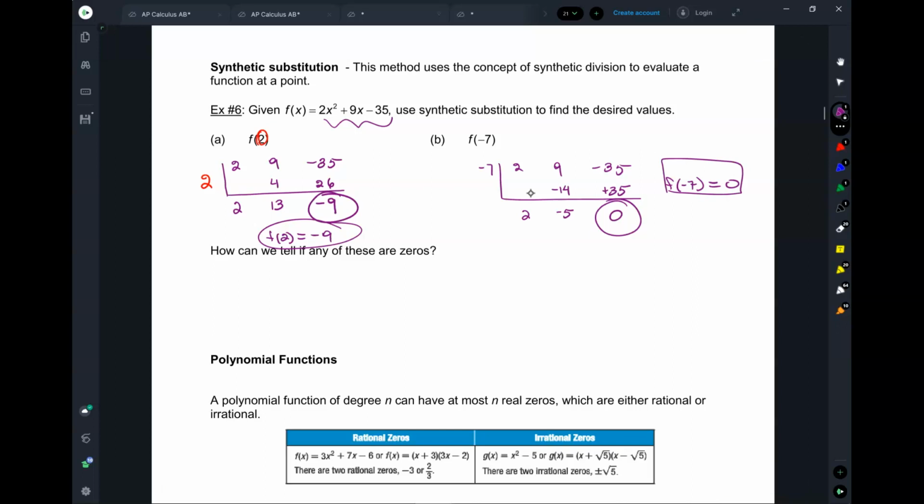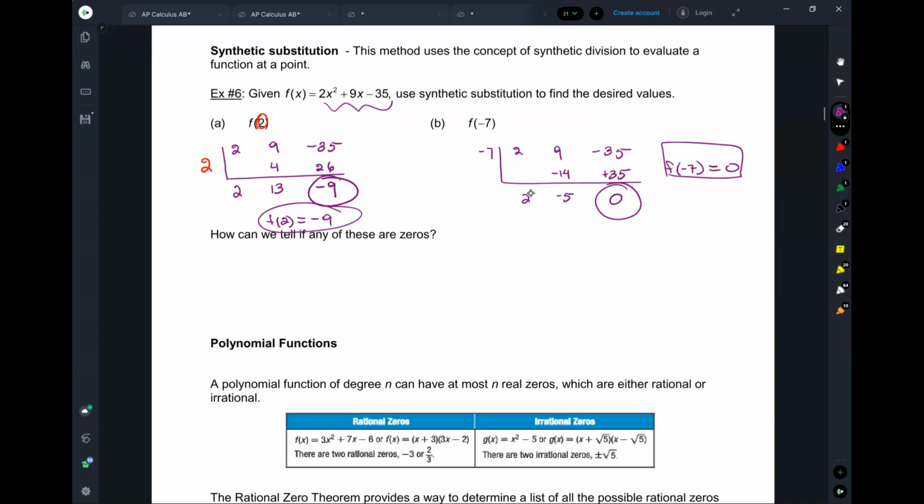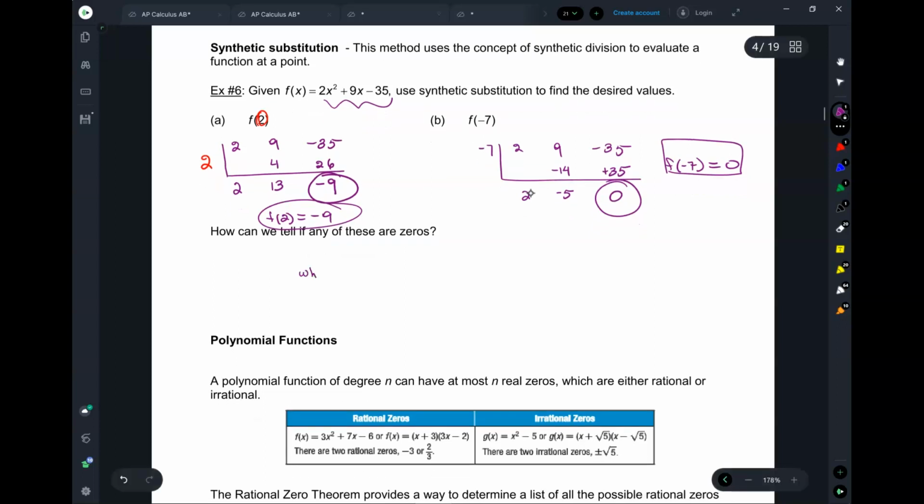This is the point. Now there are two ways. Until now, you always did it the first way, but this is another way, and it's a much more preferable way, trust me, when the numbers get bigger. So how can we tell if any of these are 0? When the f of something is 0. In here, when the remainder is 0. Nice.